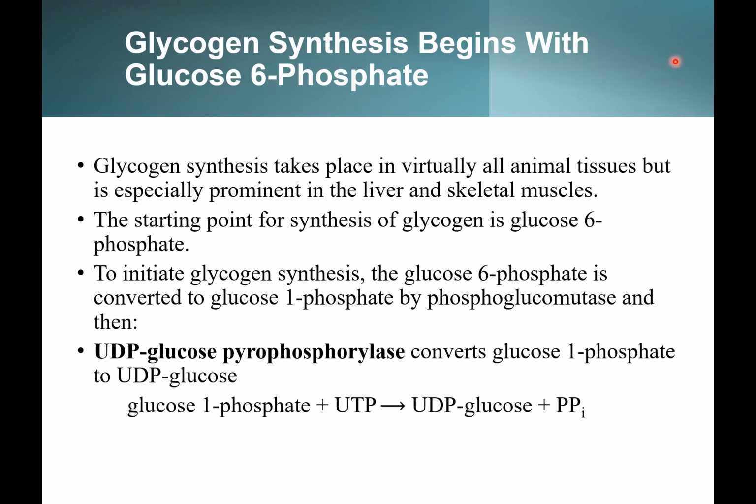Okay, so it takes place all over the body, especially prominent in liver and muscle. So the starting point is glucose 6-phosphate, and that is converted, in this case we're going in reverse, right? And we already said this phosphoglucomutase reaction is reversible. So in this case, we're going from glucose 6-phosphate to glucose 1-phosphate, and then we get this reaction, which we said is basically irreversible, of glucose 1-phosphate combining with UTP, and we're getting UDP glucose and pyrophosphate.